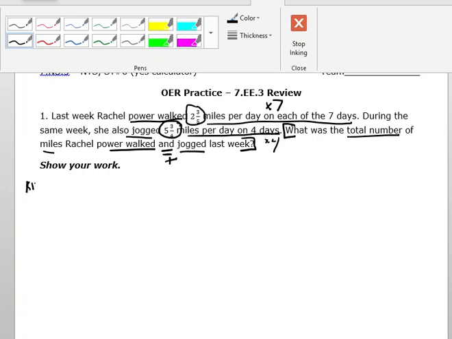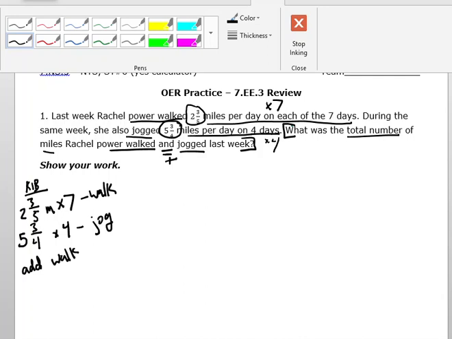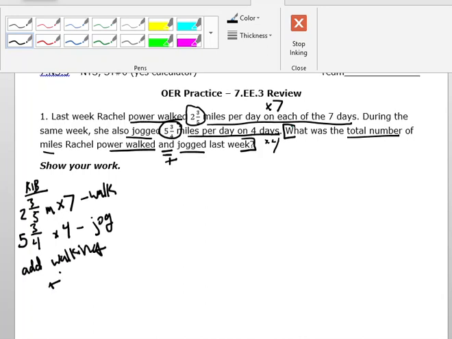So here's my key information box. I know that she walked 2 3/5 miles 7 times. All right, so that's walking. I know that she jogged 5 3/4 miles 4 times, so that's her jogging. And I know that I'm going to need to add the walking plus the jogging. Okay, so I've kind of figured out the 3 steps that I'm going to need to take in order to properly solve this problem.